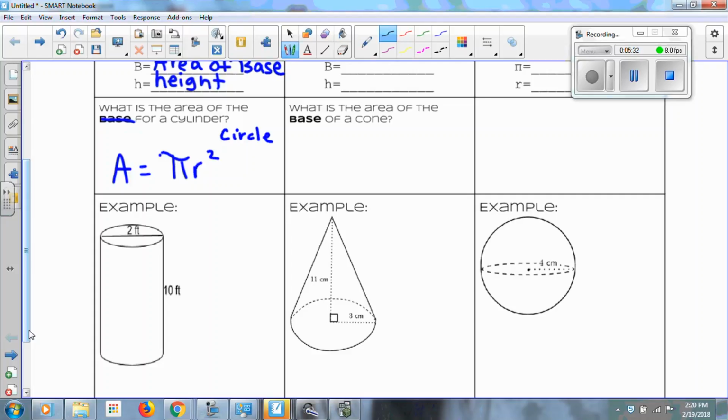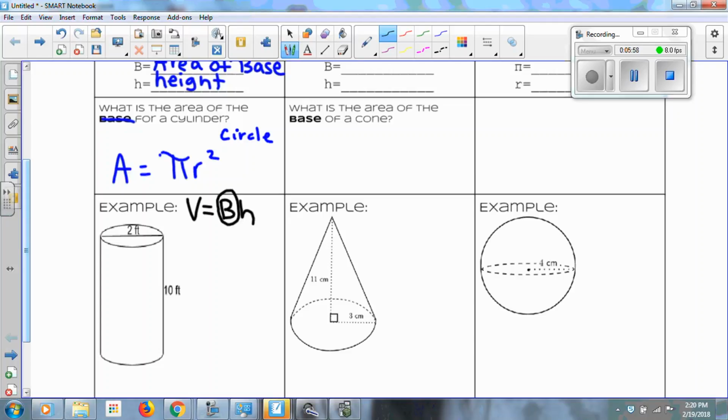So if you follow these steps and stay organized, it will make your life so much easier. Step 1, write down the formula for the volume of a cylinder. V equals big B H. I know that I have to do something with that big B, and if you don't remember, look at your star chart.